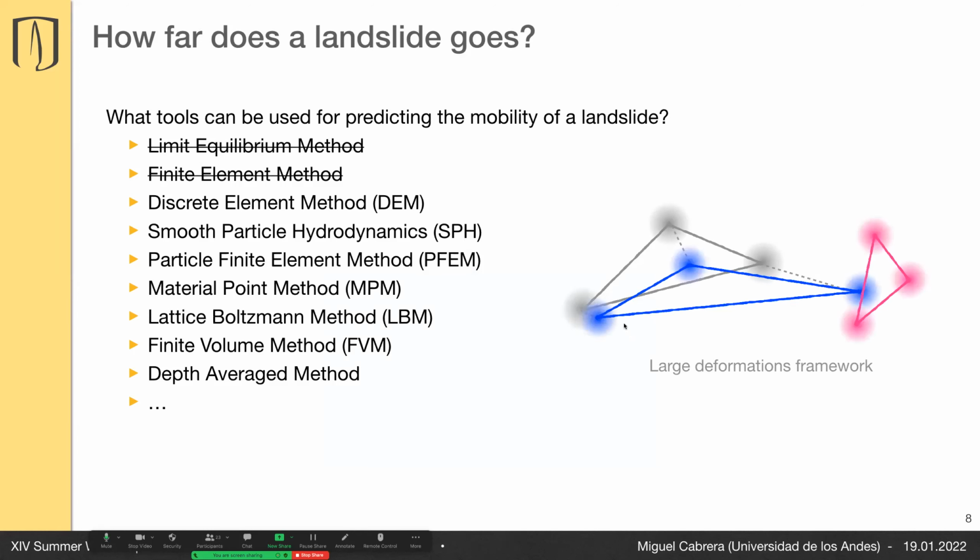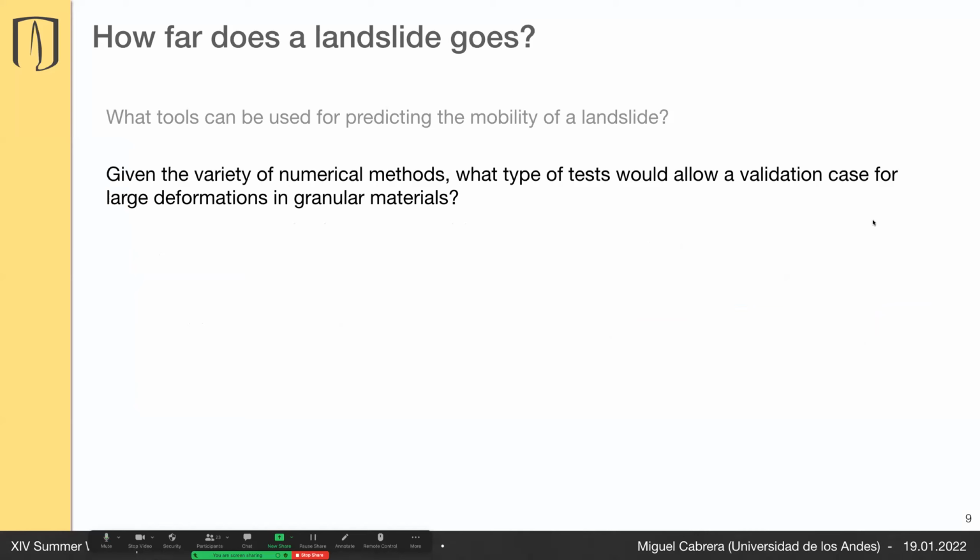It is important to understand that a main characteristic of these methods is that they allow us to understand what will happen under large deformations, whether they are implied or not. These large deformations are necessary for understanding the mobility of mass flows. So given this variety of numerical methods, we have to think what experimental validations we have to understand whether or not the methods are accurate enough.